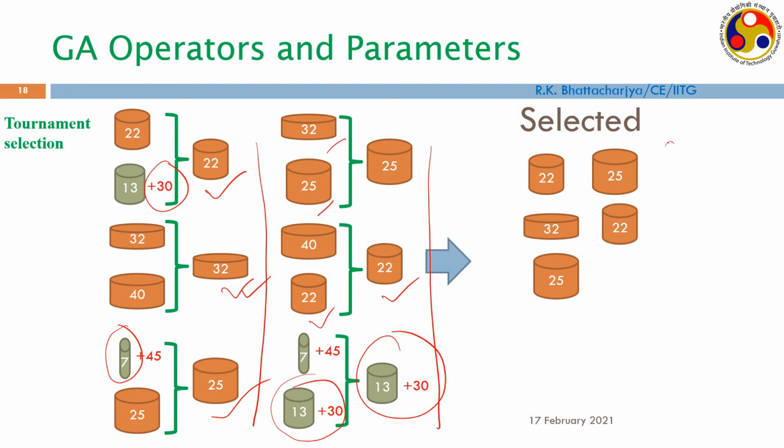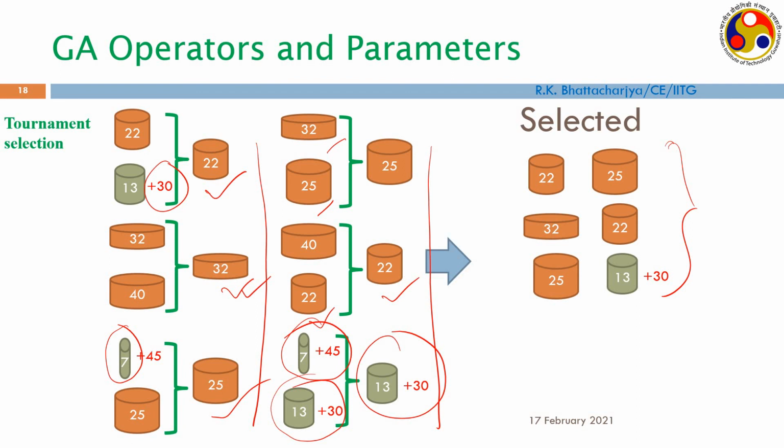So just look at this. You started with 6 solutions. Now you are getting 6 solutions, but what is the difference here? The difference is that the worst solution is not there. Which one is the worst solution? The worst solution is this one, and that is not there.